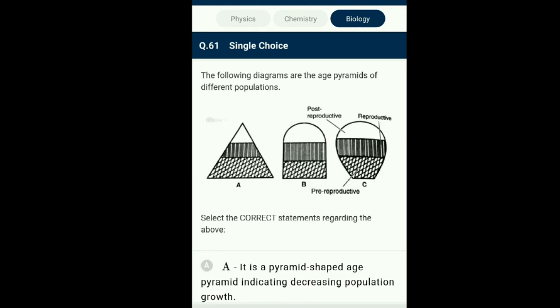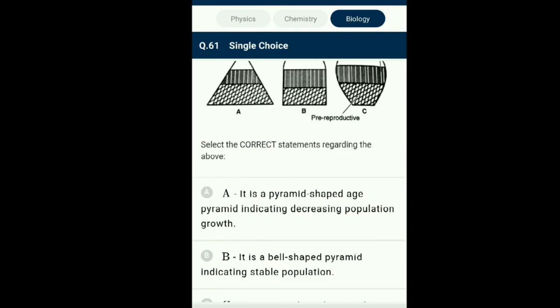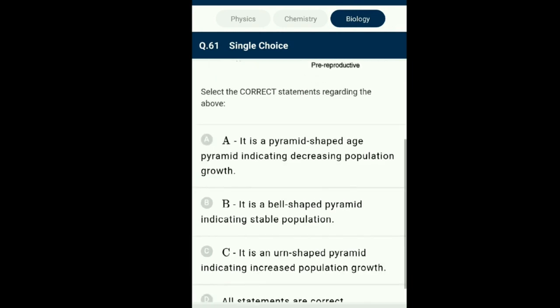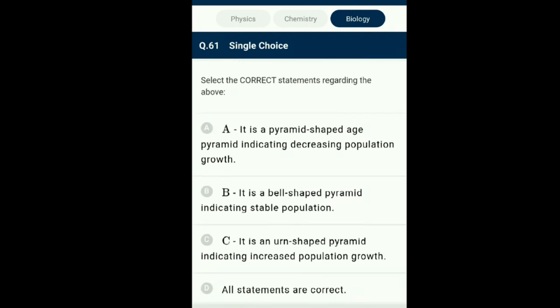Diagrams are the age pyramids of different populations. Select the correct statement regarding the above. From the given diagrammatic representation, diagram B represents a bell-shaped pyramid indicating stable population. So the correct option for this question is option B.